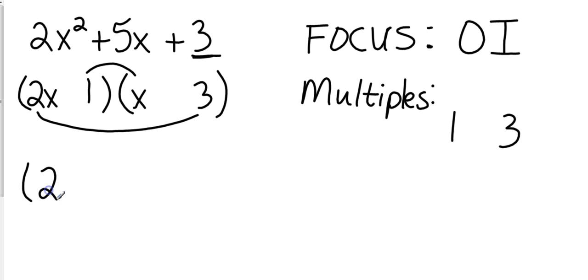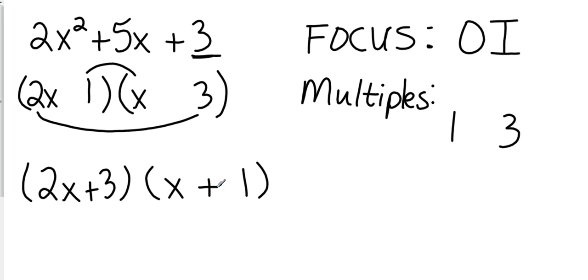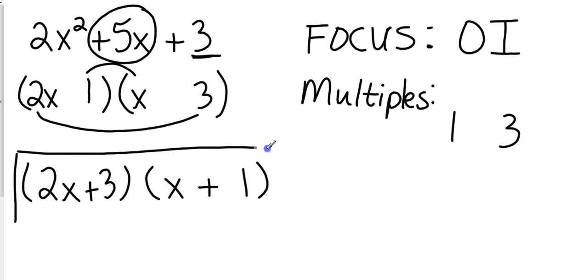So now we take the same problem, and in this case we put the 3 first and the 1 second. Now let's look at it again. Outside terms, 2x times 1 is 2x. Inside terms, 3 times x is 3x. What is 2x plus 3x? Well, in this case, it is 5x. So this is the answer, if they want it factored.